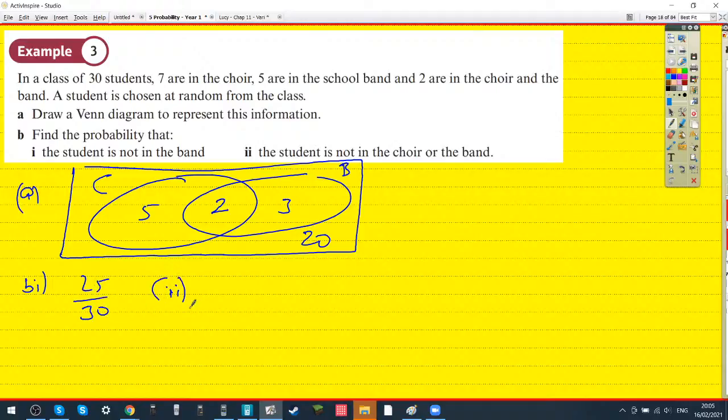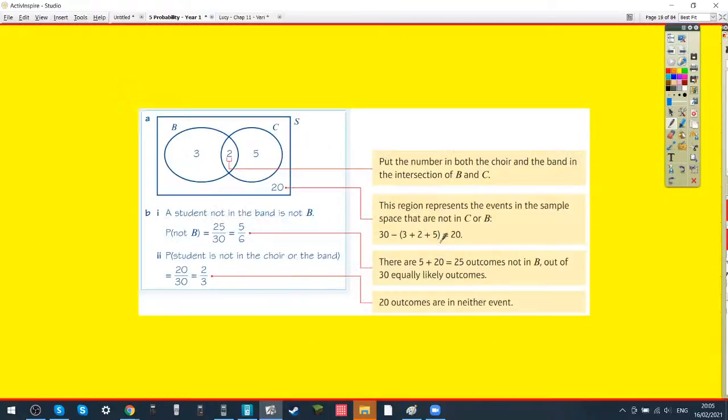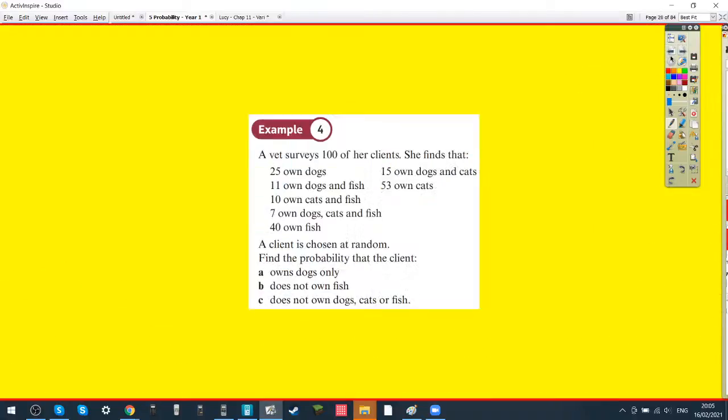How about part 2? So it'd be out of 30 again. So would it be just 20 out of 30? The student is not in the choir or the band. I think it's just 20 out of 30. Okay. So that one was 25 out of 30. That was 20 out of 30. Yep. Great. All good. So start from the middle, work your way out.